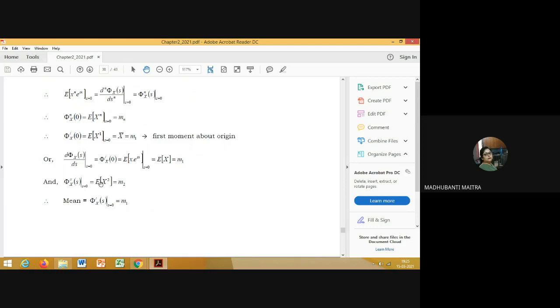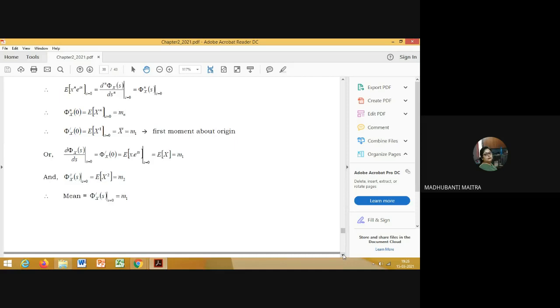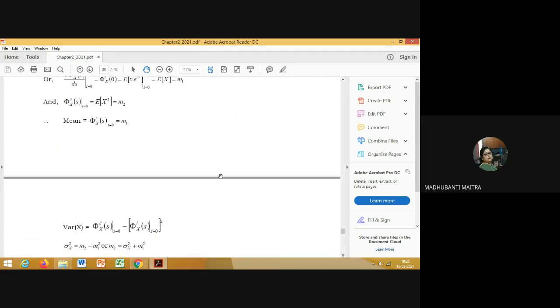Now the second moment about the origin, that is m2. To compute m2, we'll have to take the double derivative of this expression. So phi double dash, that means d2 phi by ds2 at s equal to 0, is equal to the expected value of x square, which is the second moment about the origin. This is the first moment. Already we have seen that. So the variance can be computed from these two values.